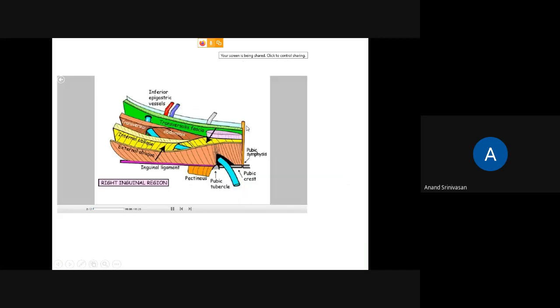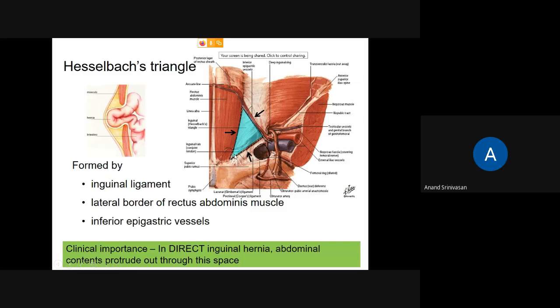Once again I am telling you, in indirect inguinal hernia it goes through the deep inguinal ring, inguinal canal, and superficial inguinal ring, whereas in a direct hernia the intestinal contents come through the Hasselbach's triangle and then project out through the superficial inguinal ring.